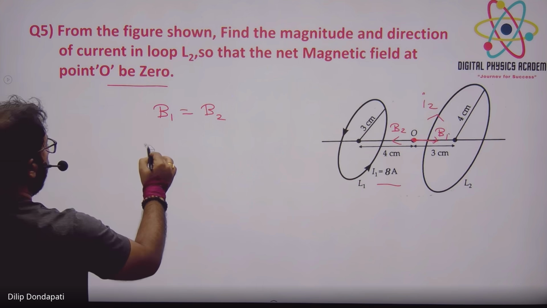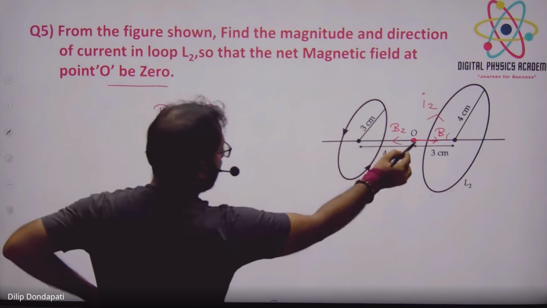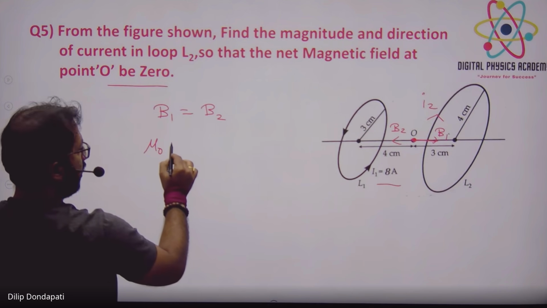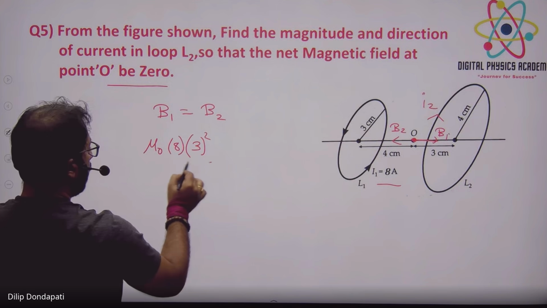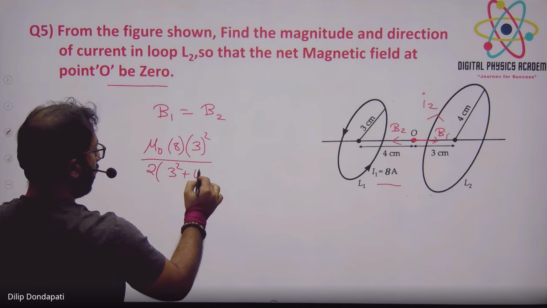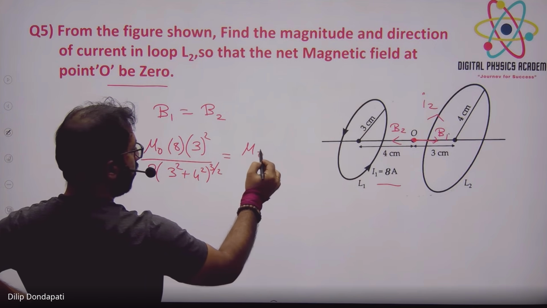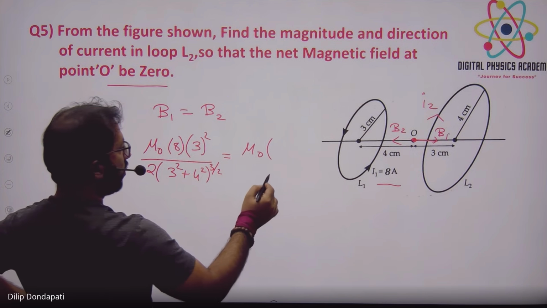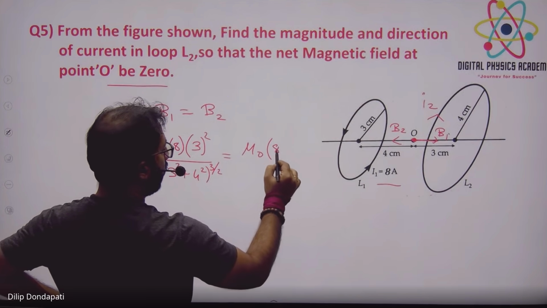So μ₀. Because of the first coil, this point is actually an axis point, right? μ₀ I is 8 ampere into a². a² means 3² by 2 times (a² + x²) whole power 3 by 2, right? Is equal to, what will this be? Because equating, right? No need to convert from centimeters. μ₀ into I. Oh, I is I2, right?